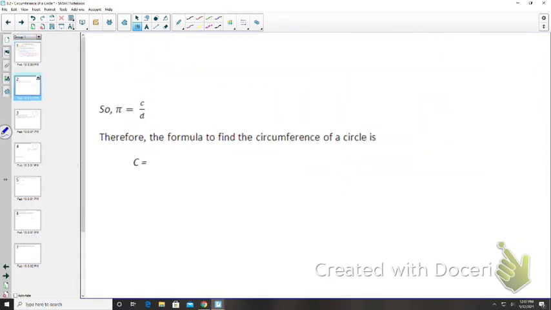Great. So if pi is equal to the circumference divided by the diameter, we can manipulate this equation to find the circumference of our circle. So we're trying to solve for circumference. So how are we going to get circumference all by itself? Well, currently circumference is being divided by diameter. So we will multiply by diameter to get rid of our denominator. And then we are left with circumference is equal to the diameter multiplied by pi.